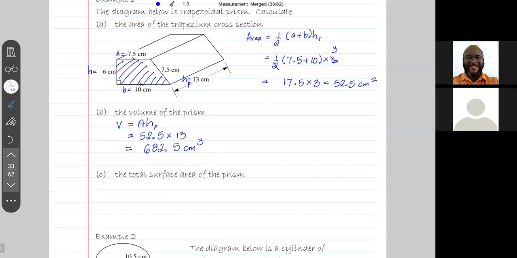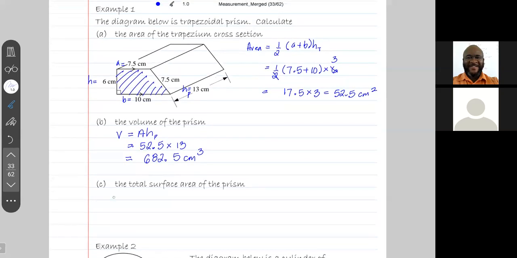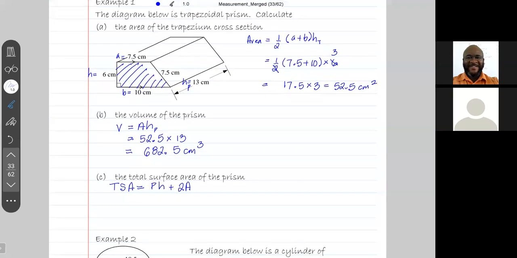Now, lastly, we need the total surface area. The total surface area, TSA, is equal to PH plus 2A. Now, P in the formula stands for the perimeter of the uniform cross-section. The uniform cross-section here is the trapezium. H is the height of the prism.